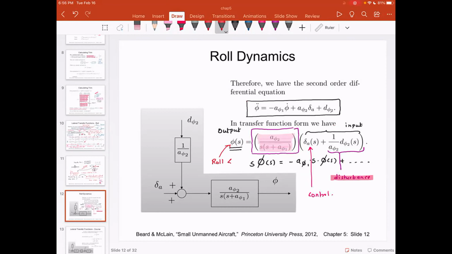However, as control designer, you have to choose the values of a phi 1 and a phi 2. Please note, a phi 1 appears here and a phi 2 appears here. You have to choose the values of a phi 1 and a phi 2 so that the system is asymptotically stable. And that is all this control in the roll is.